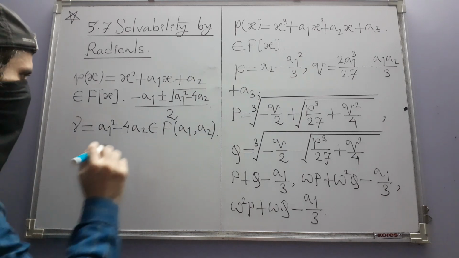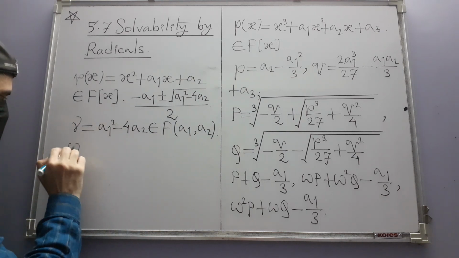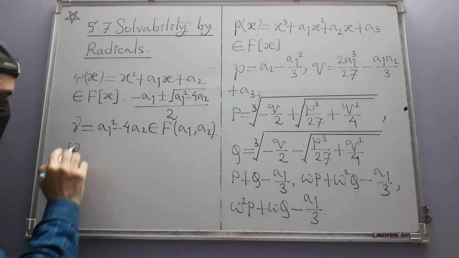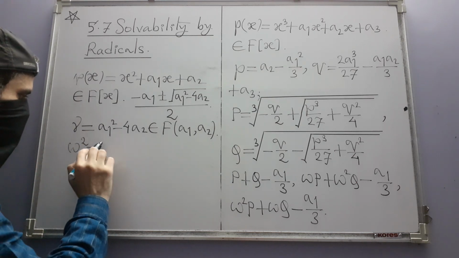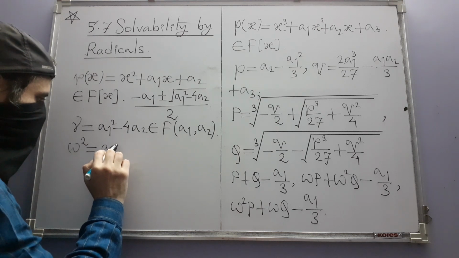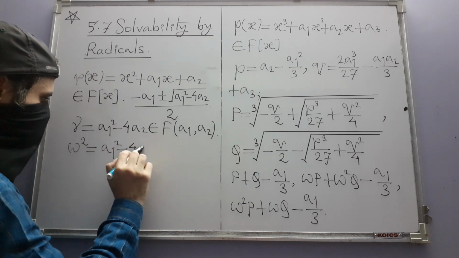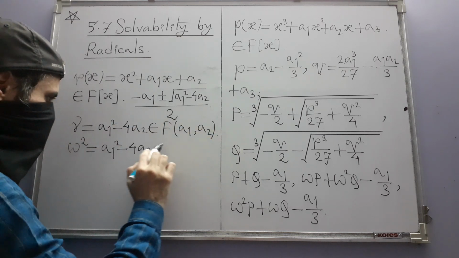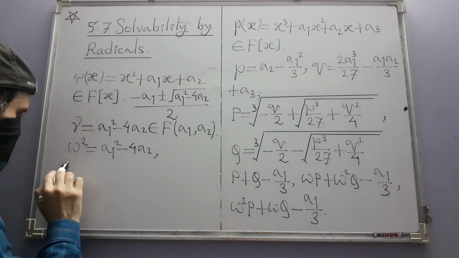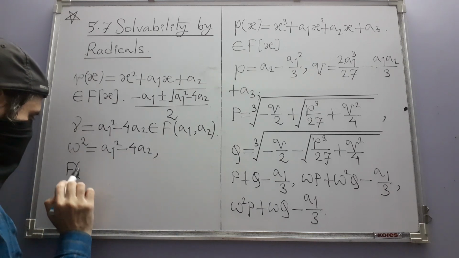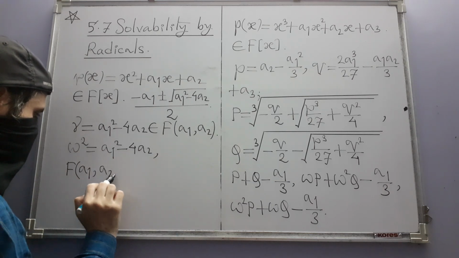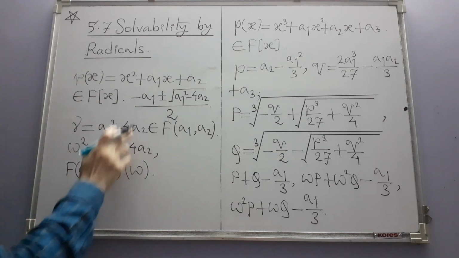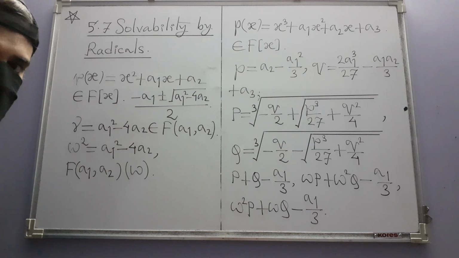Now, if we define omega to be an element such that omega square is this, and attach that omega to this field, thus obtaining this extension, then in this extension both the roots will lie. Alright.